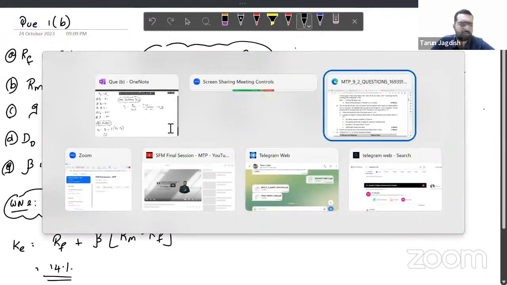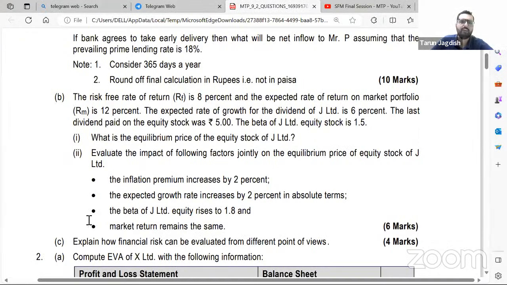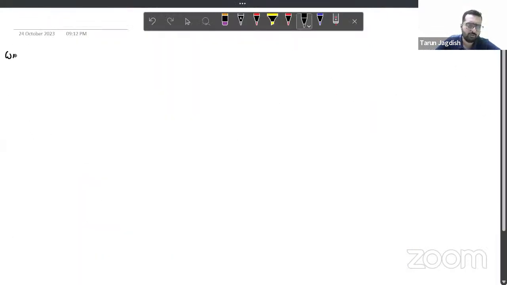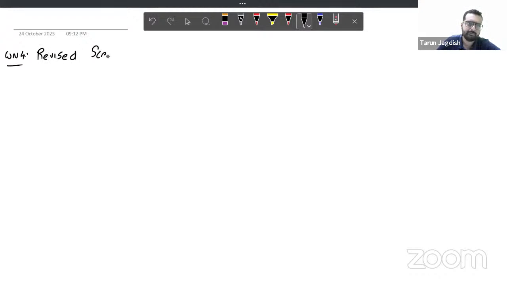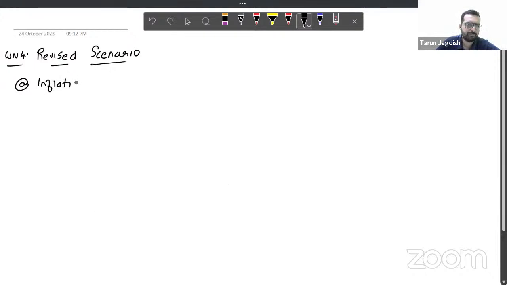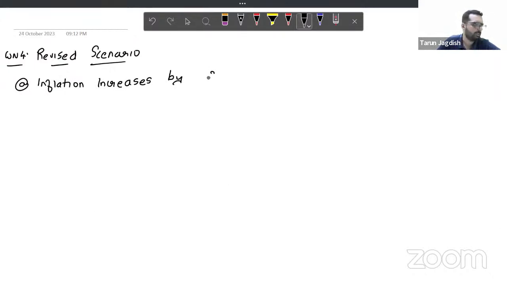All right. Next part is slightly tricky. They have told inflation premium increases by how much percentage? 2%. So I'll write down working note number 4, revised scenario. Okay, in that they have told what is point number 1? Inflation increases by how much percentage? Have they told it to be 2%? Am I right? All right.